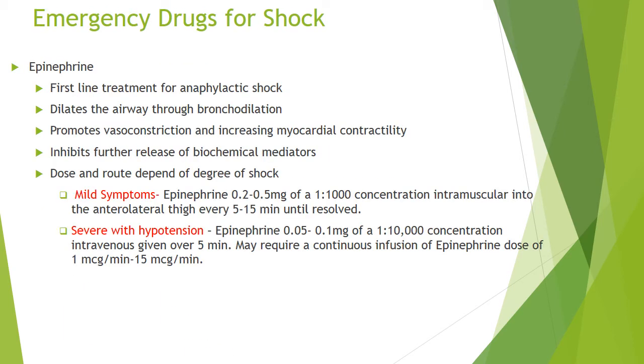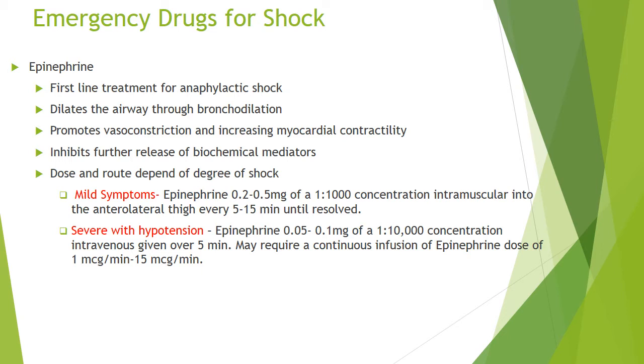Epinephrine is also a drug that is used in the first line treatment for anaphylactic shock. It has that beta-2 effect where it'll help dilate our airways through bronchial dilation. It promotes vasoconstriction and increases myocontractility through beta-1, and it inhibits further release of biochemical mediators causing the anaphylactic reaction. Dose depends on whether our patient is having mild symptoms versus severe symptoms with hypotension.